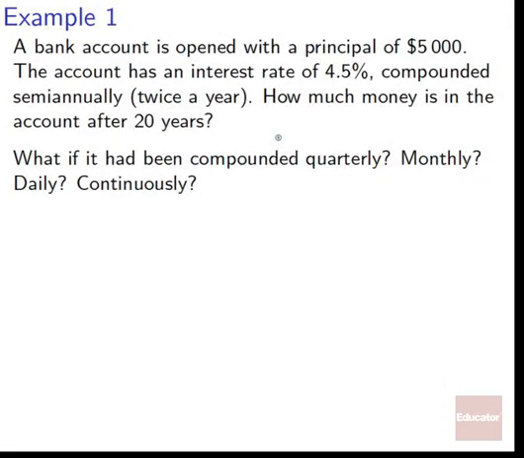All right, let's look at some examples. A bank account is opened with a principal of $5,000. The account has an interest rate of 4.5%, compounded semi-annually, just twice a year. How much money is in the account after 20 years? So what do we need?